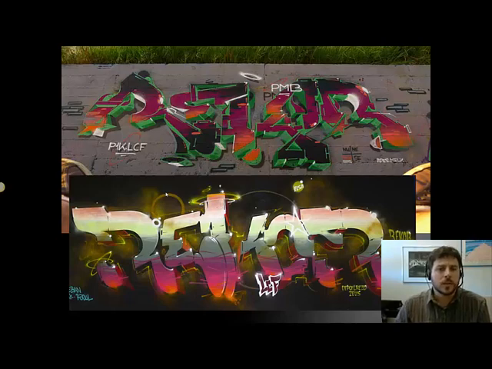Recor is another person who's giving us a great example of two different ways to approach the same letters. While these letters are the same name in both cases, it's clearly very different.